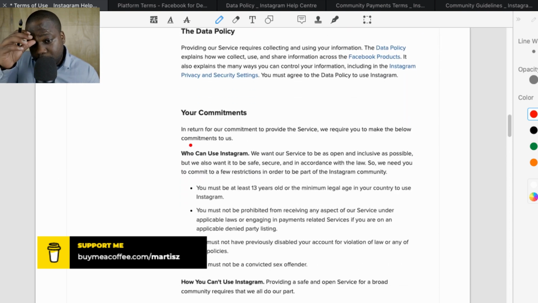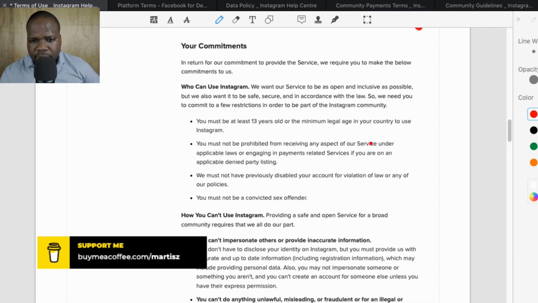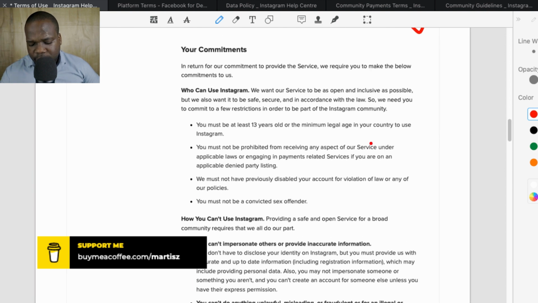Let's see, data policy. Providing our services requires... so technically they're saying they need to make a privacy policy, and they call it data policy. In the privacy policy, they explain to you what they do with your data. We're going to read that later. So here we have your commitment in return for the commitment to provide service. We require you to make a commitment to us. Okay, if you have an account, these are your commitments.